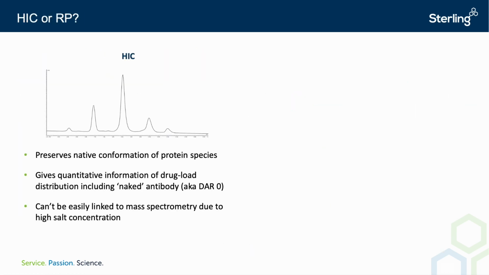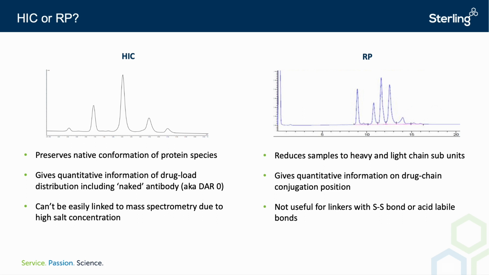While both methods can provide the average DAR, they do so in distinct ways. The HIC method preserves the native conformation of the protein species, giving quantitative information of the drug load distribution, including naked antibody, aka DAR0. Using reverse phase reduces the sample down to the heavy and light chain subunits, but this gives quantitative information on drug chain conjugation positions. Both have drawbacks as well, with the salt gradient meaning the HIC cannot be linked to mass spec for further detailed information, and the reverse phase method is not suitable for linkers with disulfide bonds or acid labile bonds due to the reducing conditions. As previously mentioned, this average DAR will be a controlled characteristic, with manufactured batches expected to be consistent, and so must be included in QC testing.